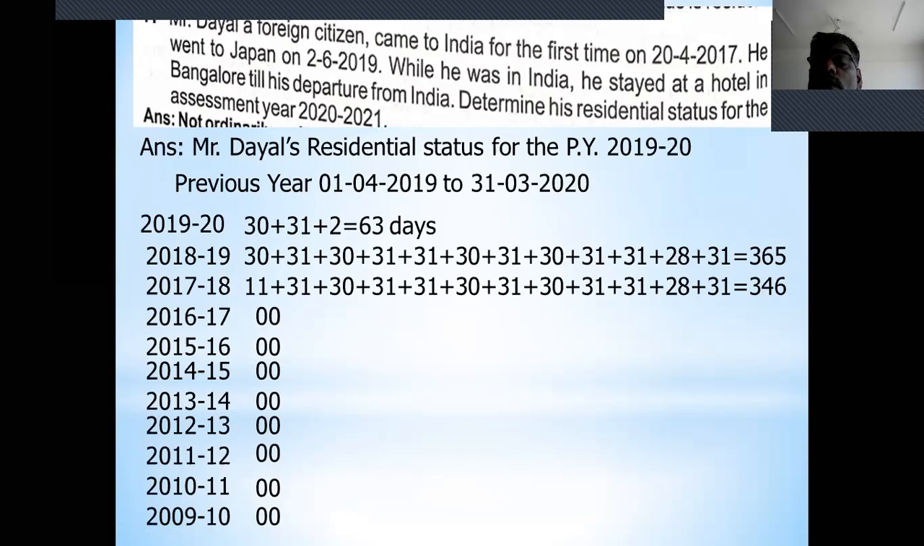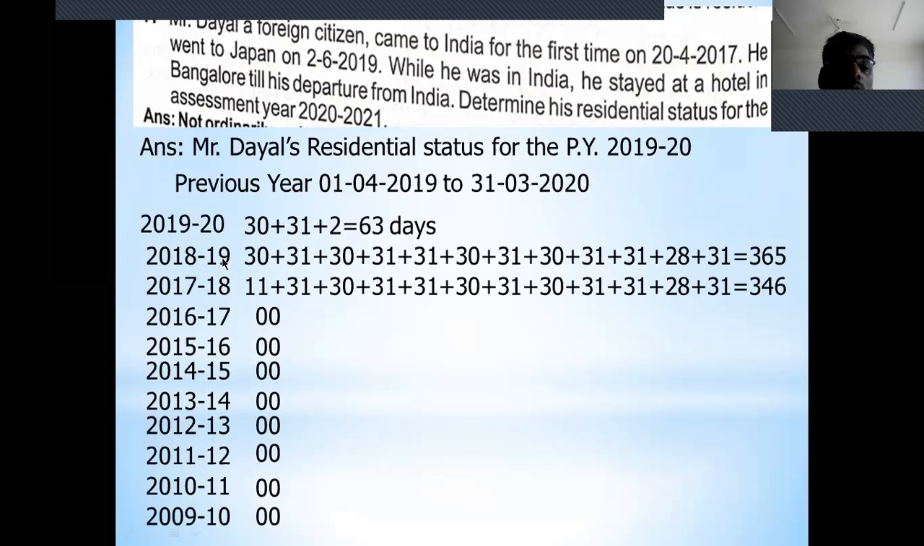Then the second one is there, an additional condition. The second additional condition is 730 days in 7 previous years. In 7 previous years, from 18-19: 1, 2, 3, 4, 5, 6, 7.